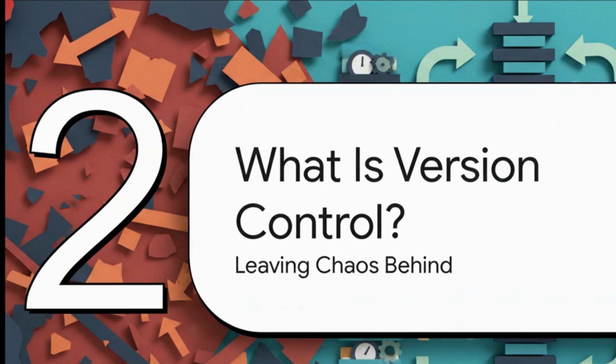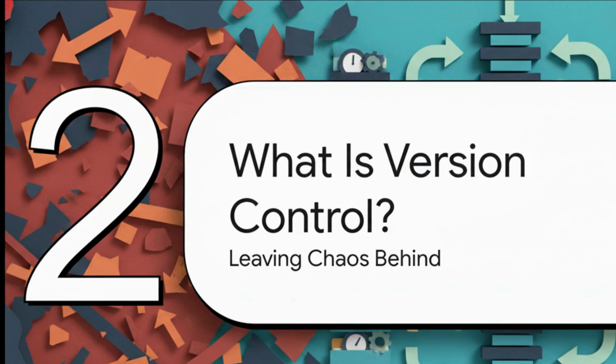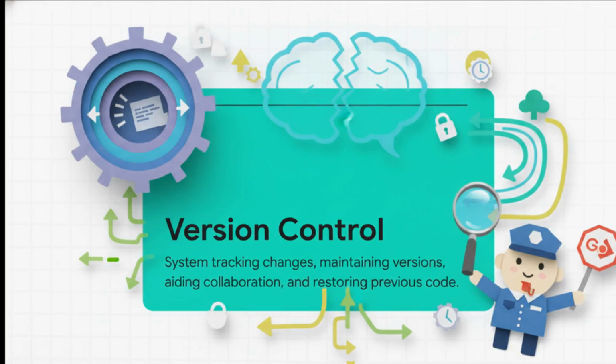That brings us to Section 2, what is version control? So, the crucial point here is that version control is a system that helps developers track file changes, maintain different versions of code, collaborate securely, and, most importantly, restore previous states when required. I want you to take away that this isn't just about saving files, okay? This is about saving your sanity. It acts as a time machine for your project and a traffic cop for your team.